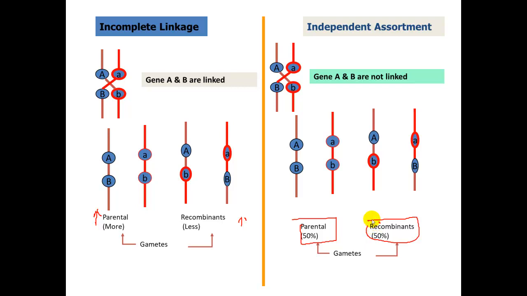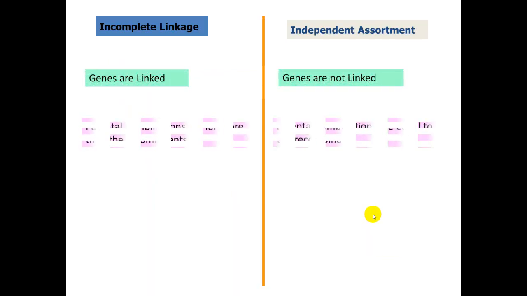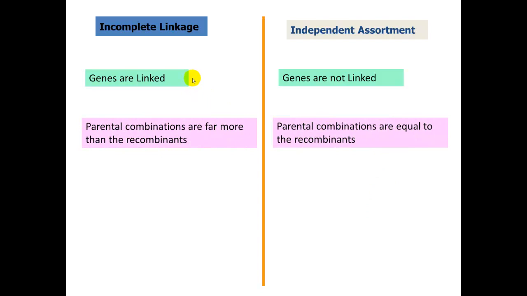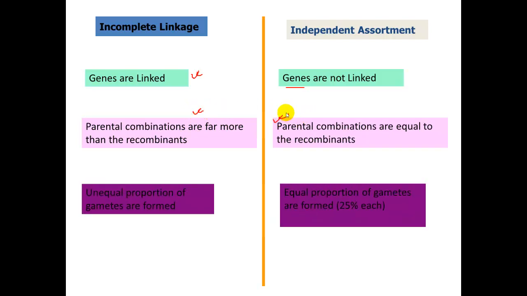So in case of incomplete linkage, genes are linked; here genes are not linked. Parental combinations are more than the recombinants; here parental combinations are equal to the recombinants. Equal proportion of gametes are formed in case of independent assortment, but unequal proportion of gametes are formed in incomplete linkage, and it depends upon the percentage of recombinants, okay?